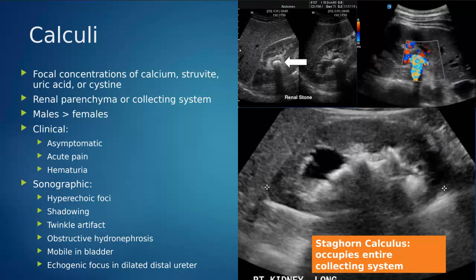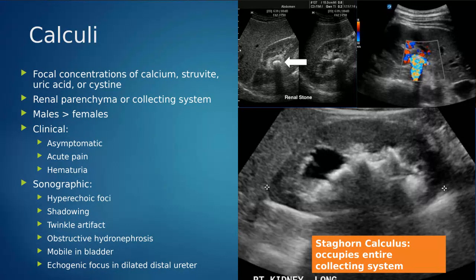Moving into our calcifications, our stones. So kidney stone, kidney calculi. This is that focal concentration of components of calcium, struvite, uric acid, cysteine, any kind of combination of those elements. These can occur in the renal parenchyma or the collecting system. Males are more likely to have this than females.